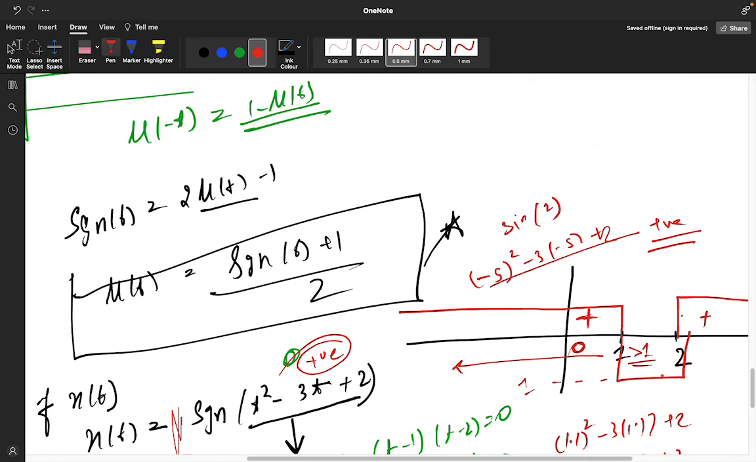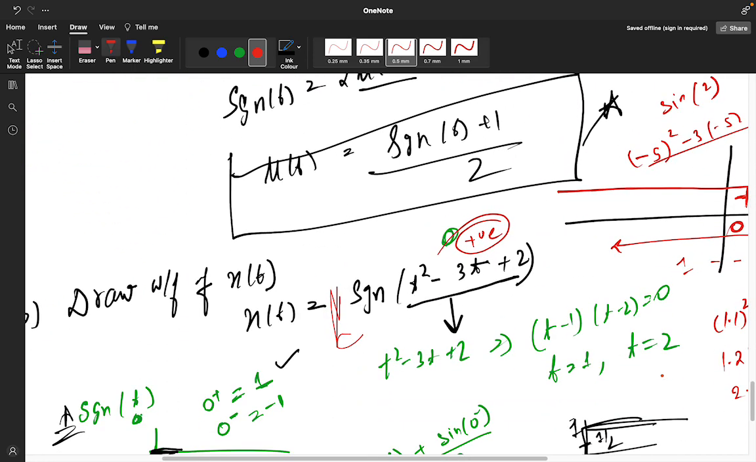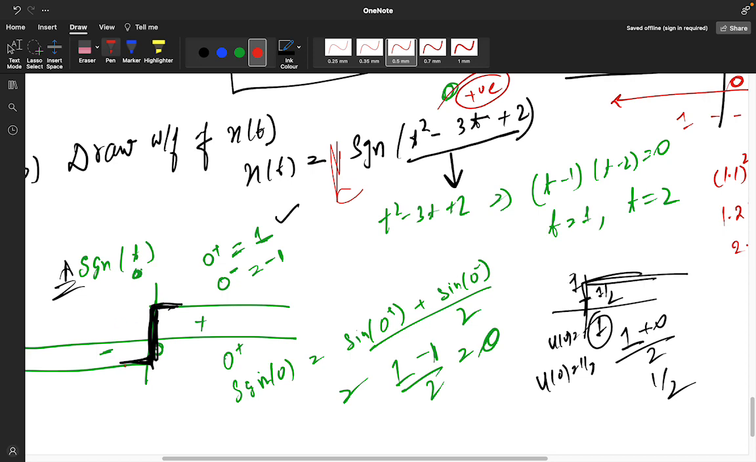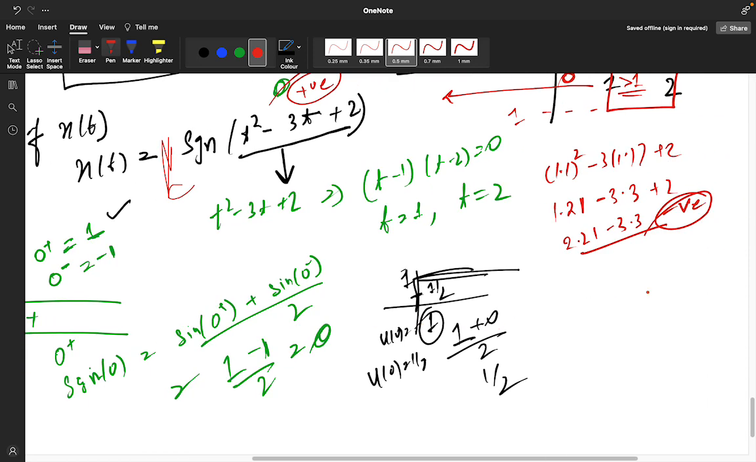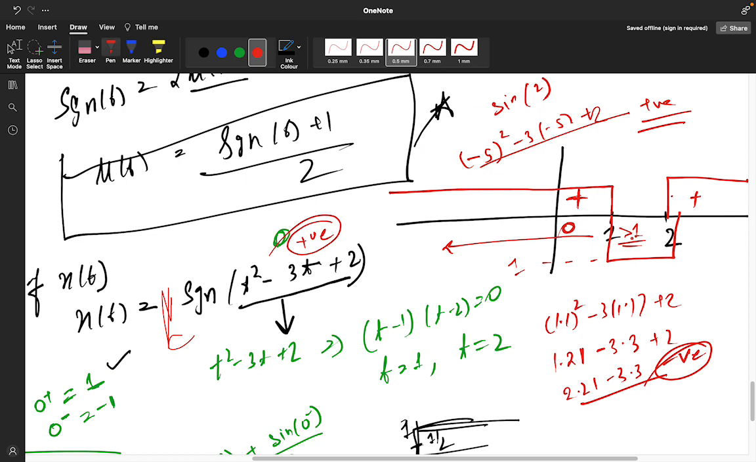And we know that in a signum function, when the value is negative, you are getting minus. When this function is negative, I am talking about the internal part. Always remember, I am talking about the internal part. When this internal part is negative, you are getting the minus. Okay. You can check with 2 also. If the value is greater than 2, like 3 squared minus 9 plus 2, you will always get a positive value.